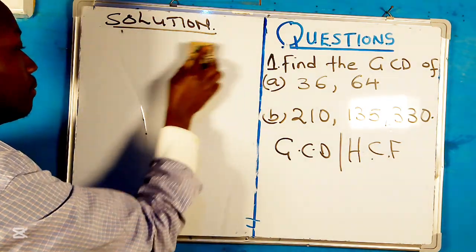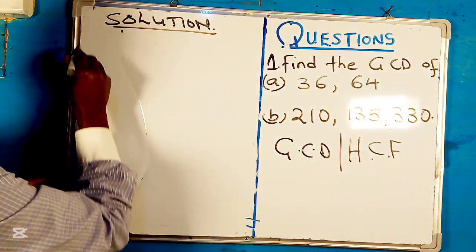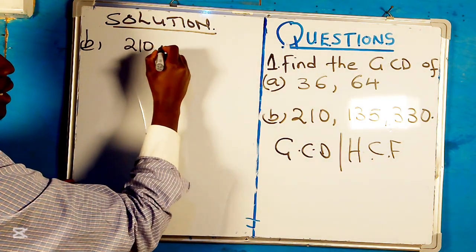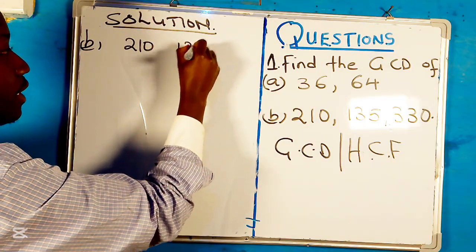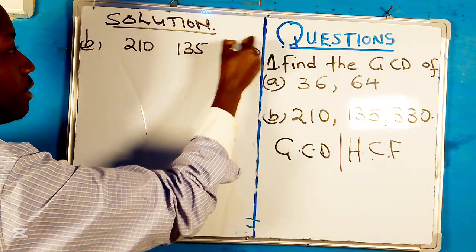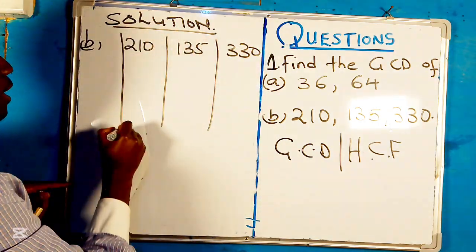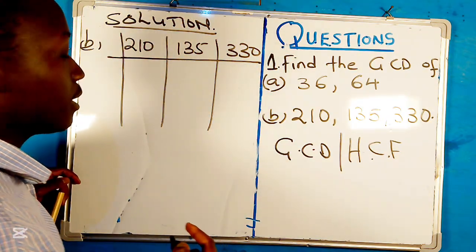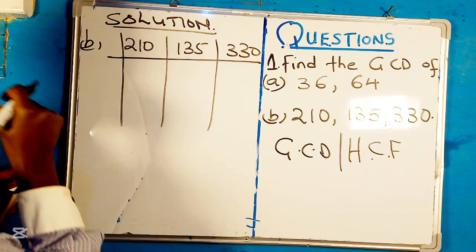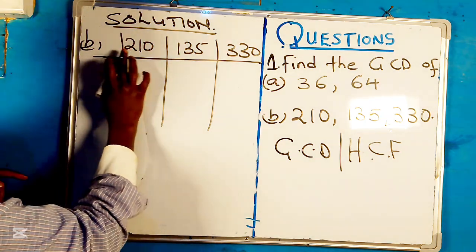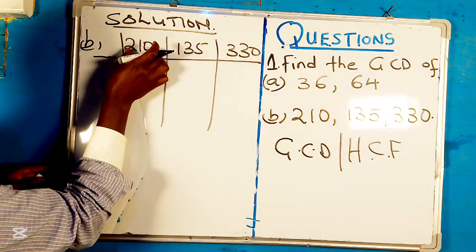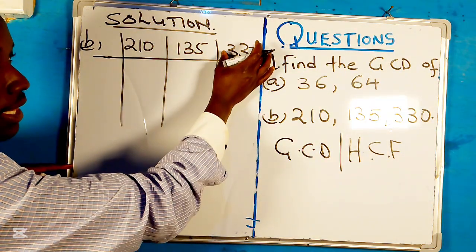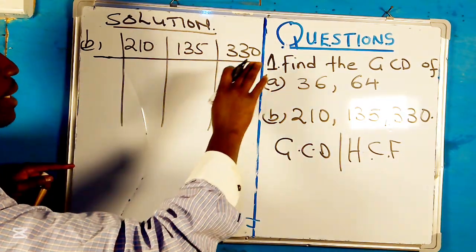Question B, we are finding the GCD of 210, 135, and 330. So that is what we are finding the GCD for. We will start with our common divisors. In this case, 2 cannot apply because 210 is divisible by 2, but 135 is not divisible by 2. Though 330 is divisible by 2, we will leave behind 2.